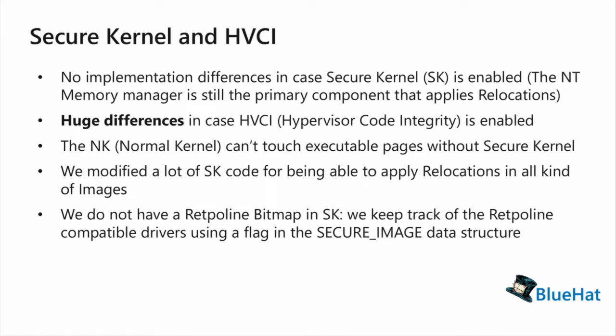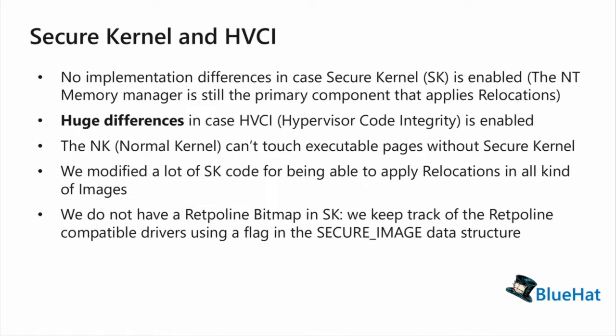The huge difference resides in when you enable HVCI. Because when you enable HVCI, the normal kernel has no way to touch executable pages. This is by design, because it's the protection. Basically, in the SLAT, the second level address translation table, the writable bit is not set. So only the secure kernel can touch the executable pages. So what we did is that we implemented Retpoline and import optimization from scratch even in the secure kernel.